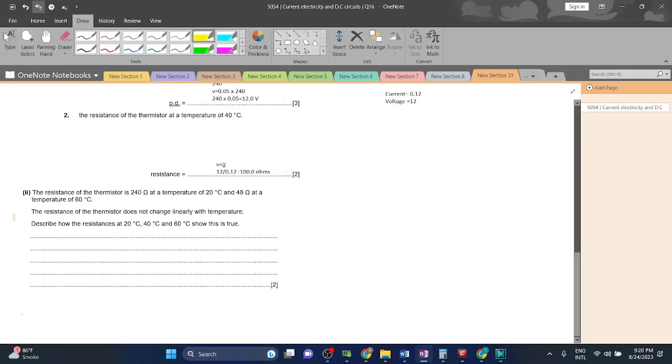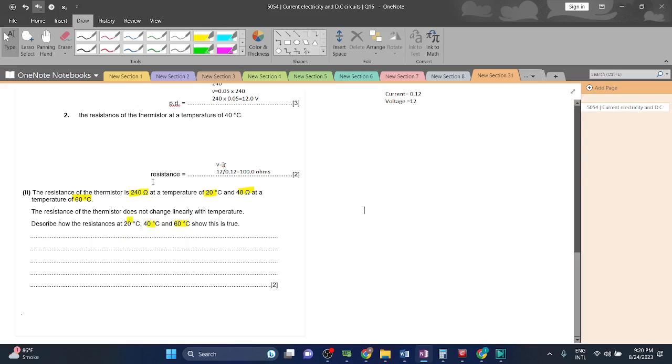आगे, this is the interesting part. The resistance of the thermistor is 240 ohms. ठीक है ना, at a temperature of 20 degrees Celsius and 48 ohms at a temperature of 60 degrees Celsius. The resistance of the thermistor does not change linearly with the temperature. Describe how the resistance at 20, 40 and 60 show this is true.